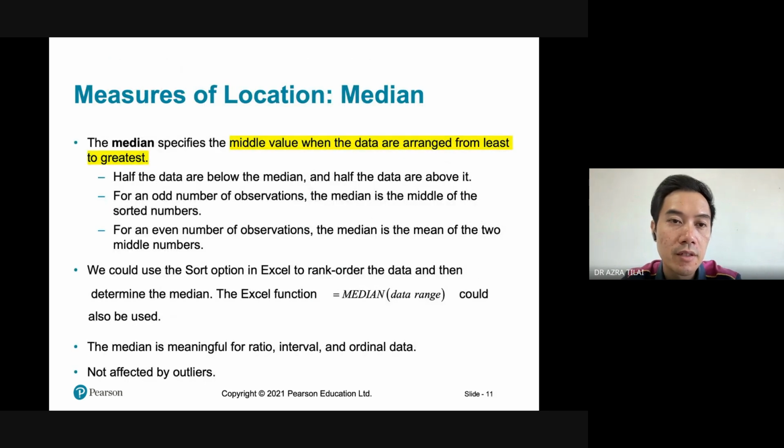Meanwhile, the median specifies the middle value. If you have a data set of 100, that means the median should be around 50. What if you have 101? Then the median value would be 50 plus 51 divided by 2. So that is how we identify the midpoint of a data set.